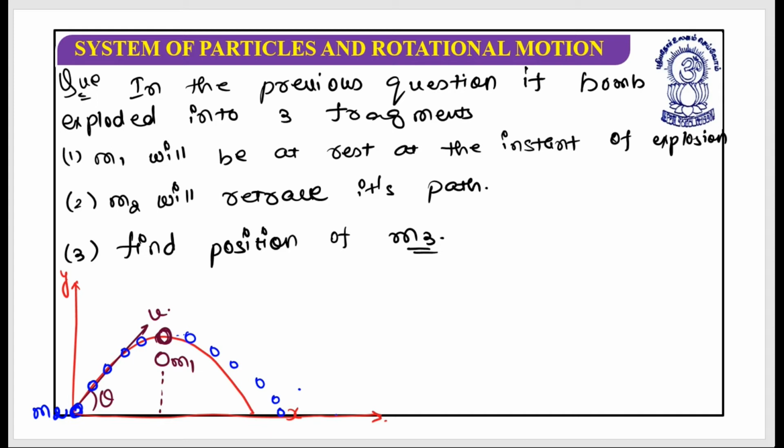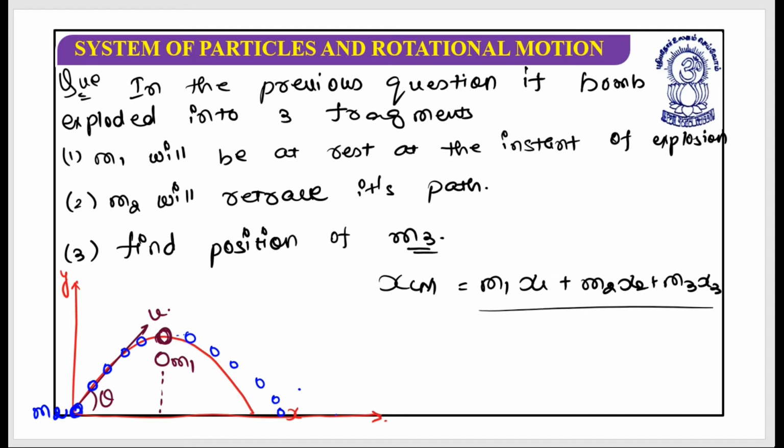Maybe somewhere here. You are looking for M3 X3, that means you are looking for X3. What can be done? What I understood is that XCM could be written as (M1 X1 plus M2 X2 plus M3 X3) divided by (M1 plus M2 plus M3). Yes, this XCM should be equal to R.